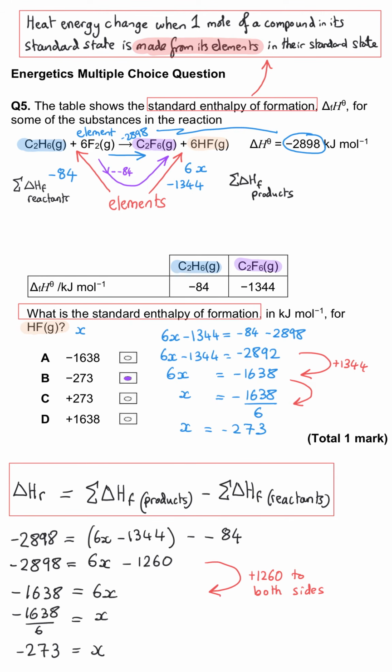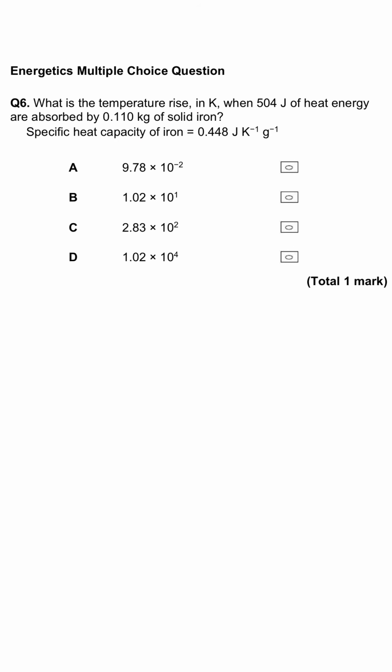In this question, we're being asked what the temperature rise is in Kelvin when 504 joules of heat energy are absorbed by 0.110 kilograms of solid iron. And we've been told that the specific heat capacity of iron is 0.448 joules per Kelvin per gram. We're going to need to use the equation Q equals mc delta T here.